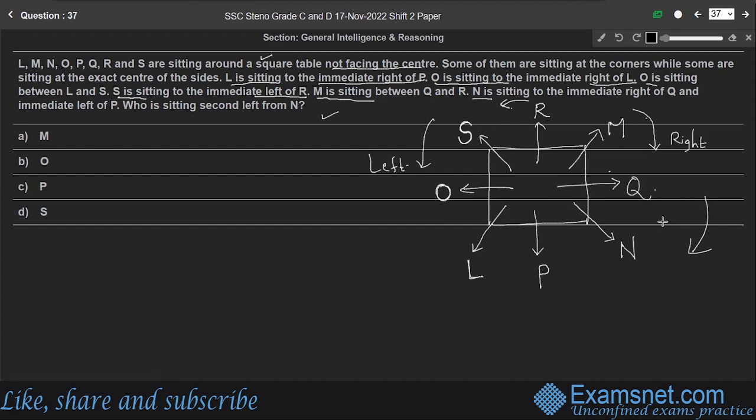Now, the question is, who is sitting second left from N? So, left from N, right? N's left means in the anticlockwise direction. Second left from N is M, right? M is sitting second left from N. Therefore, option A is the right answer.